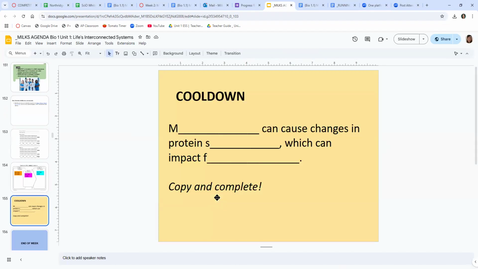And then here's our cool down for today. Even if you didn't finish the whole assignment, here's your last work. Blanks can cause changes in protein blank, which can impact blank. I think it should be mutations, protein structure, which can impact function.